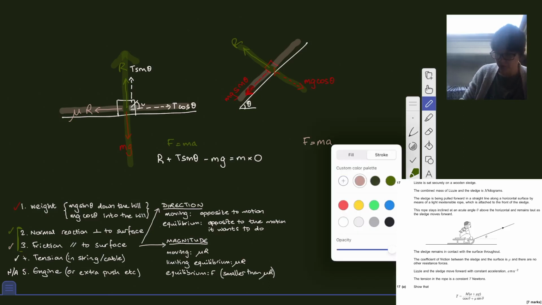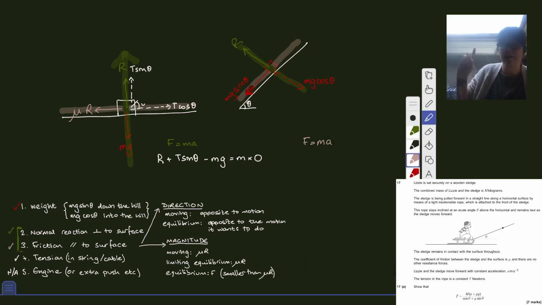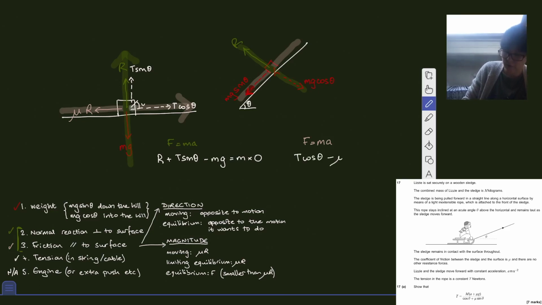So this particle, this Lizzie and her sledge thing, they're accelerating to the right. So they're accelerating that way. So anything that is under that arrowhead is going to be positive, and anything under the other end of the arrow is going to be negative. So the T cos theta is going to be positive, and the mu R is going to be negative, and that will equal the mass times the acceleration.